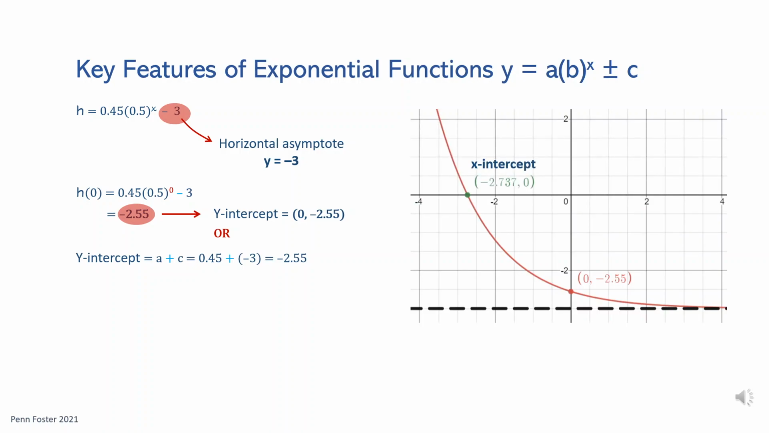Calculating the x-intercept point usually involves working with logarithms, like this function, which is out of the scope of this lesson. The domain of the function h is all real numbers. The range does not have a maximum cap, but cannot be or go below -3.